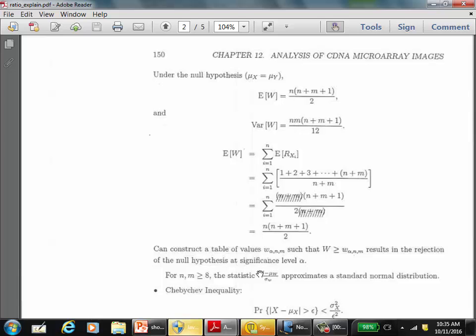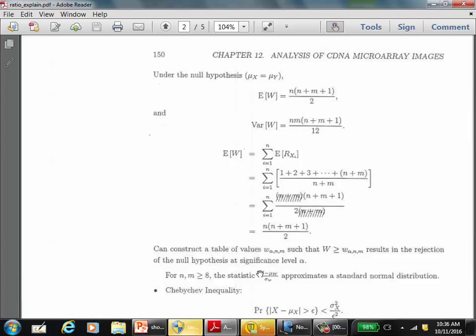Notice the summation is over the i's, i going from 1 to n. So you can bring that n plus m plus 1 over 2 outside. And now you're just summing 1 n times, okay? So you just get n times n plus m plus 1 over 2. That is the mean. Okay. So now, statisticians have already done that.